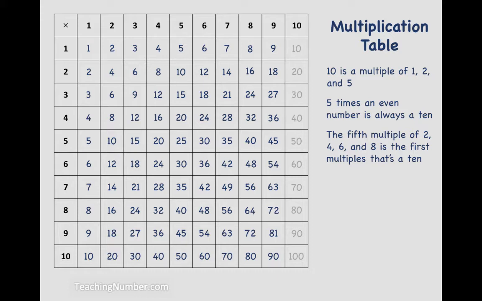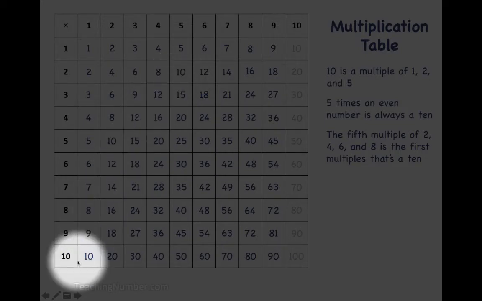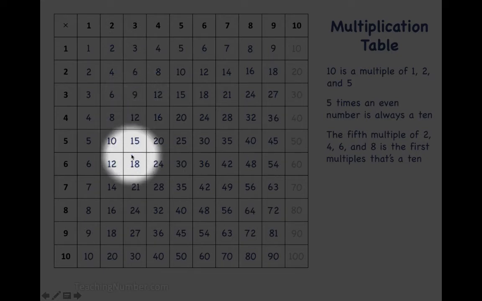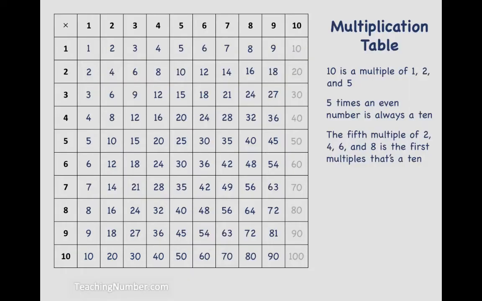What about the odd digits? What do you notice about the first tens that are multiples of odd digits? We already said that the second multiple of 5 is 10, and the 10th multiple of 1 is 10. But how about 3, 7, and 9? The first multiple of 3 that's a 10 is the 10th multiple. So when we're counting by 3, we don't get to a 10 until 10 times 3.